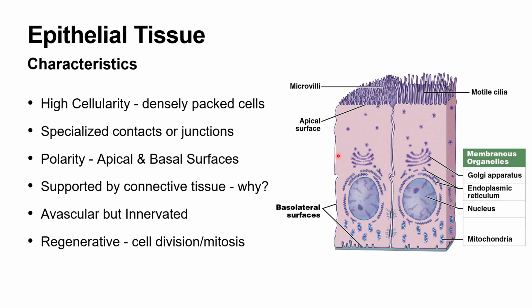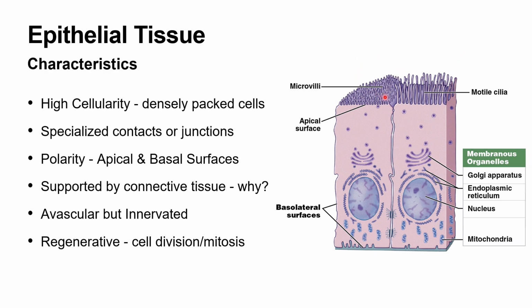Another thing to note is that our epithelial cells are going to have polarity to them. That's because they're going to have an apical and a basal surface. We have an apical surface up top, which is going to be our surface which will come into contact with the internal aspect of whatever organ or whatever cavity that the epithelial tissue is lining.